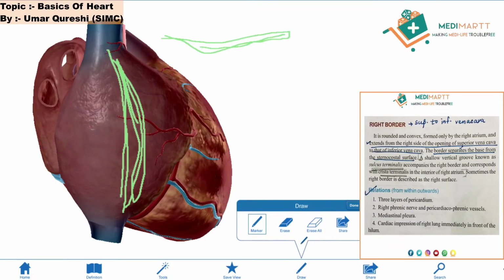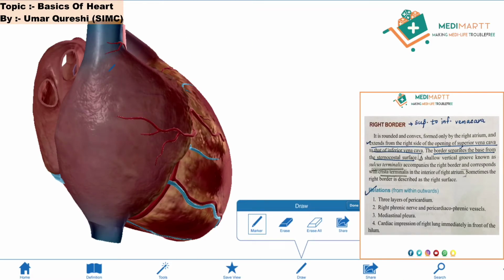A shallow vertical groove known as the sulcus terminalis accompanies the right border and corresponds with the crista terminalis in the interior of the right atrium. As we are studying all the things related to the heart, right now we are studying the external features of the heart. There will be internal features of the heart also. So in the interior of the right atrium, which we are studying right now, there will be a crista terminalis. So understand this thing, this is very important.